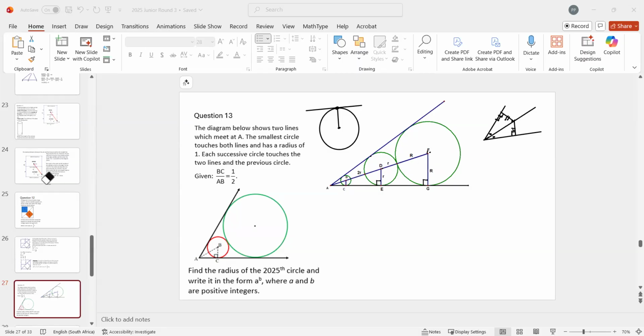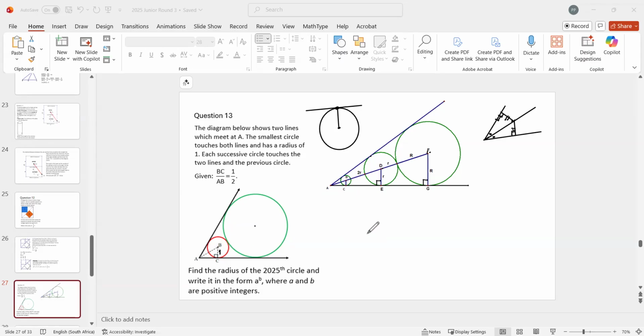Now to get back to our problem, we needed to work out what is the radius of the 2025th circle, which has its center somewhere near Mars or something. Very, very far away. It's a huge circle. So let's go back to the problem.